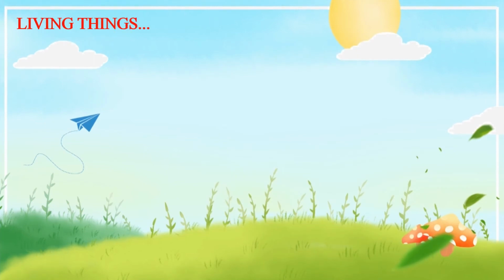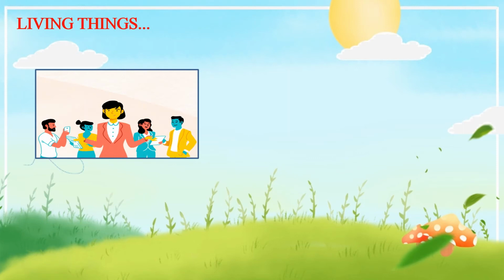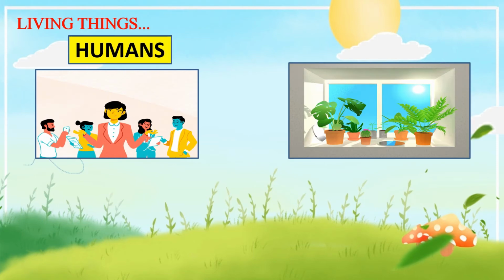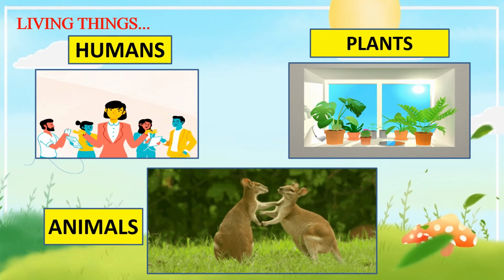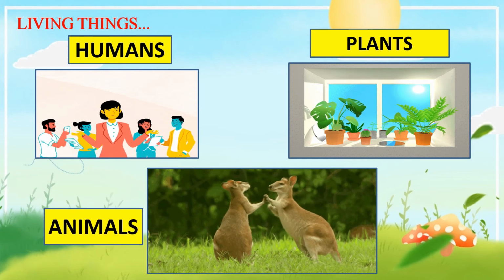Living things are things that have life, like humans, plants, and animals. They are all natural things.